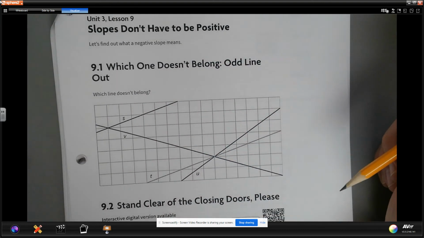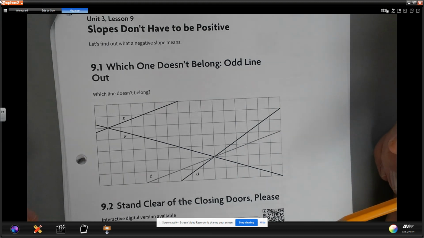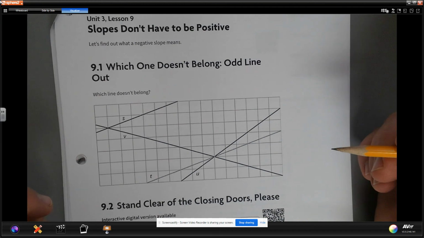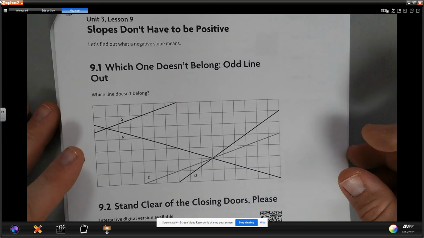Line T isn't even the same color. It's not a black line. It's just dark gray. The idea behind this is that you can actually pick any number of reasons for why one line doesn't belong. You just need to have solid evidence for why you would choose to not include it.